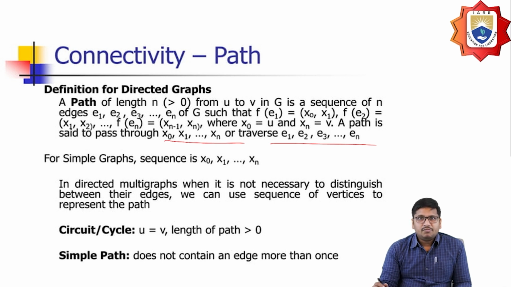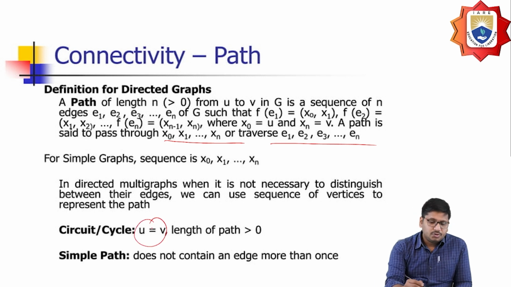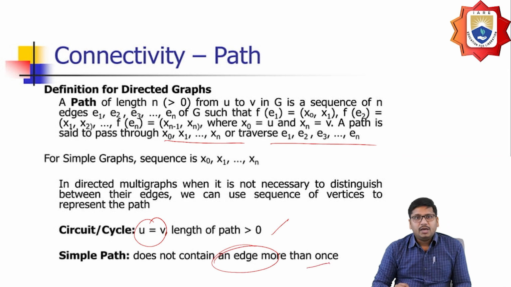For a simple graph, the sequence is the same, and in the case of a circuit or cycle, u and v should be equal if the path length is greater than 0. A simple path is a path that does not contain any edge more than once. Only then can I say that it is a simple path.